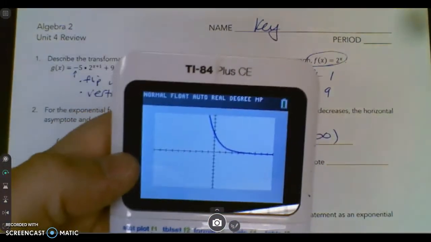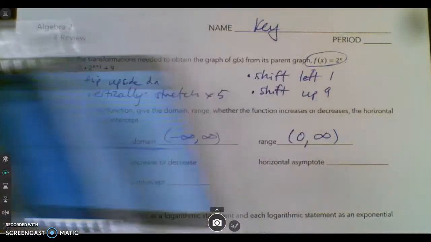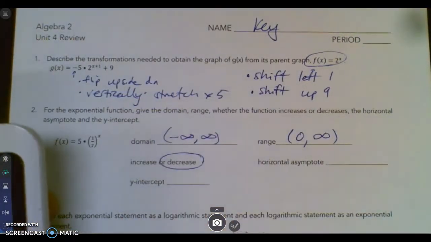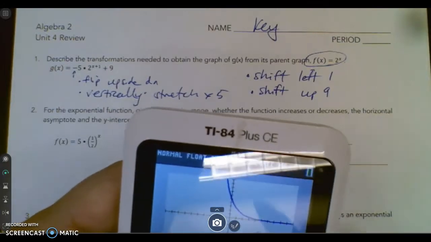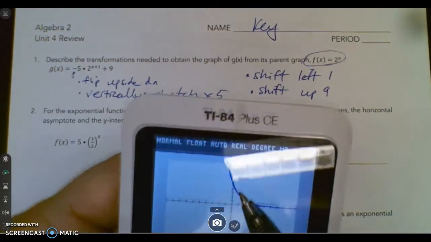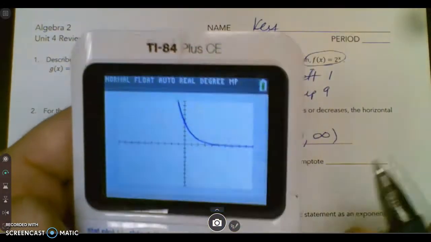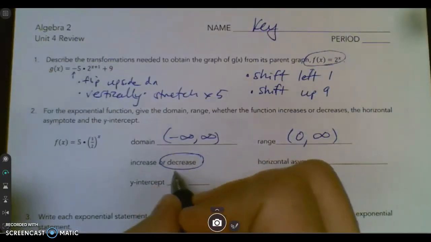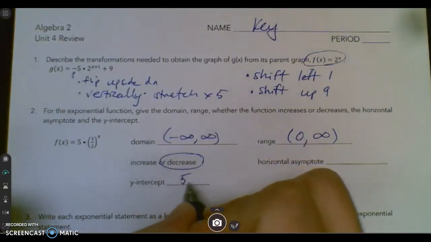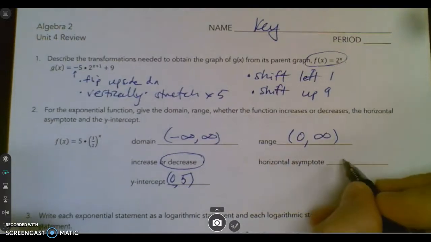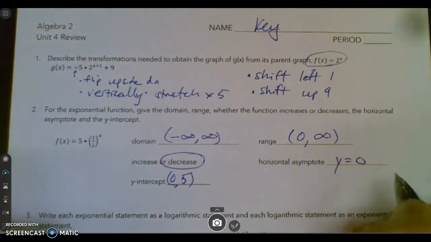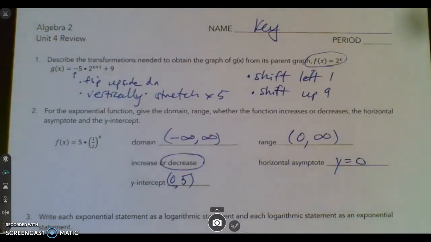Increasing or decreasing, the whole time it's going downhill, so that's a decreasing one. The y-intercept, if you can't tell, you could look at the table, but it's at 5. You could go to your graph, or you could type in a 0 for x, that always works. And I guess it's 0, 5. And then the horizontal asymptote is the x-axis, but we write it as an equation because it's a line, that's y equals 0. So that's breaking it down for all those parts you need.